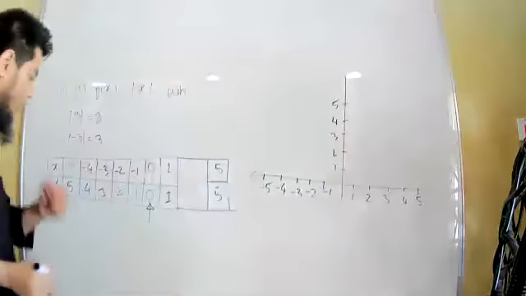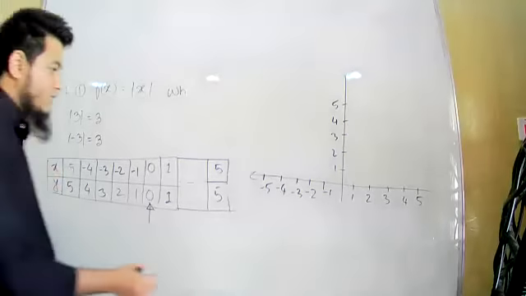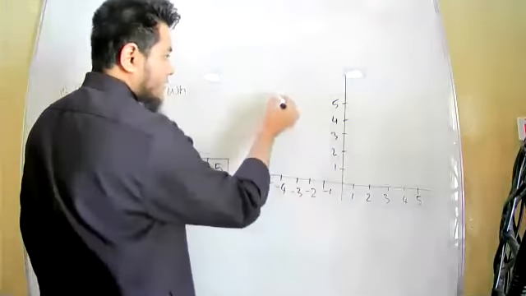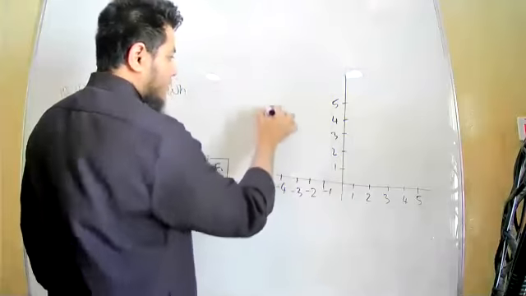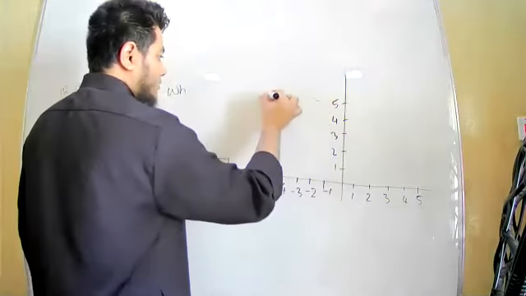Okay, now let us plot the values. Minus 5 comma 5, minus 5 and plus 5, so this will be 1 point. Okay, this will be 1 point.